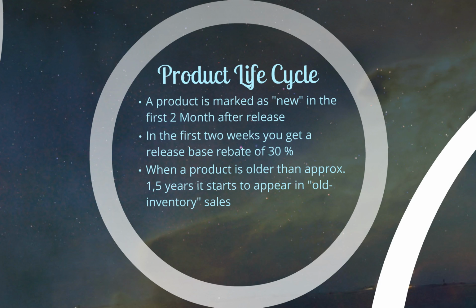When a product is older than approximately, and there's no fixed rule, 1.5 years, it starts to appear in old inventory sales. These are often sales with very good prices that only include older stuff. There is no direct impact on your buying decisions, but generally when something is older than 1.5 years, I expect better prices before I buy, because such products are regularly included in these kinds of sales, and my expectation for the price is different than for a newer product.